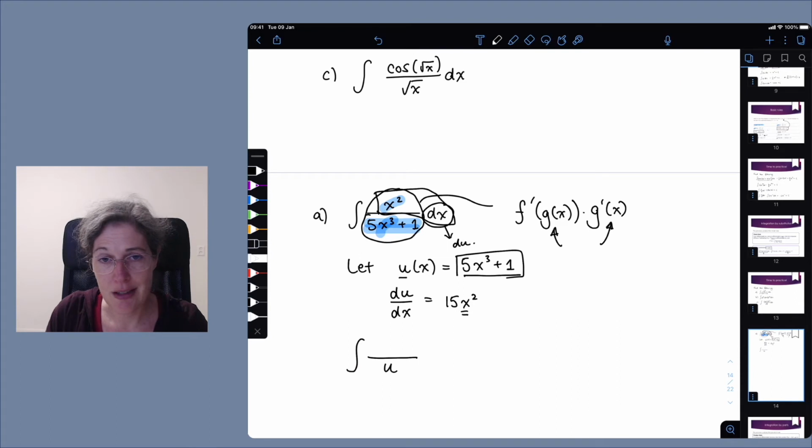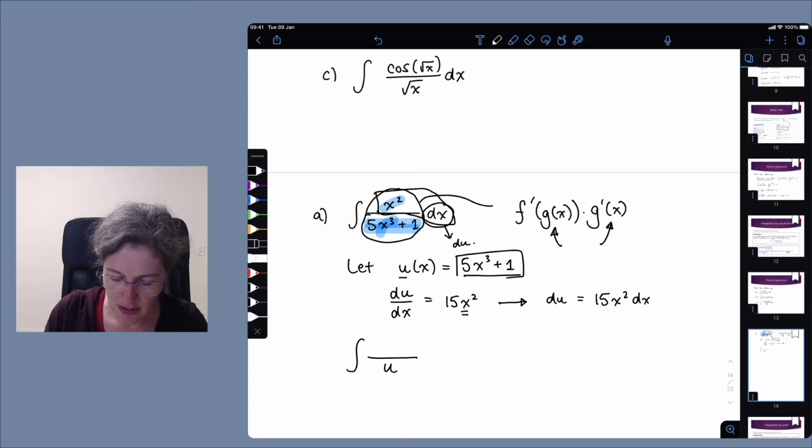And this is where things get a little hand wavy. We're going to treat this du by dx as a fraction. It's not a fraction, it's a derivative. But for the purposes of this, this works. So I'm going to multiply both sides by dx. If you want the proper reason for this, go and do a serious course in calculus. But this works, okay? So I've got du is 15x squared dx. Almost what we want. We don't want that 15, so let's divide through by 15. So I've got 1 over 15 du is equal to x squared dx.